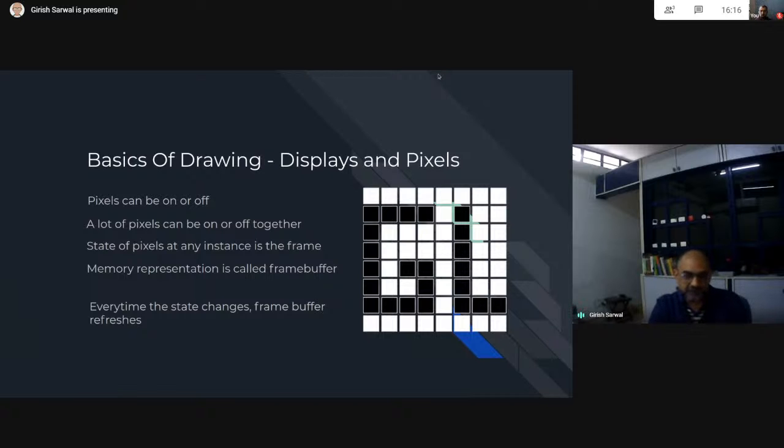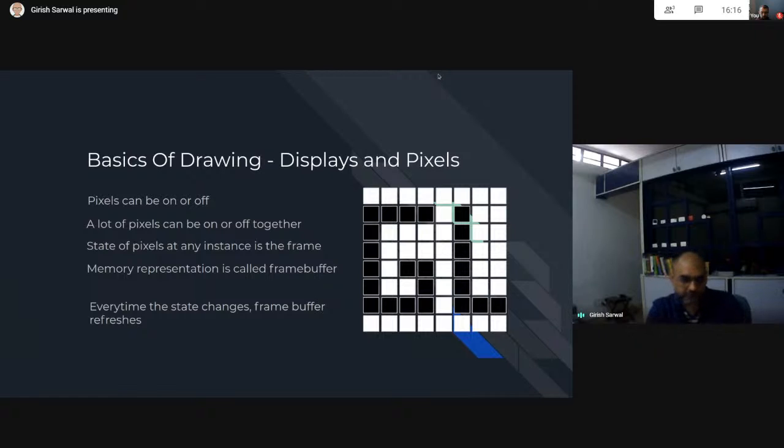Essentially, in this particular case, when a lot of pixels are on at a certain point in time, that is something that we typically call a frame. Or for example, at this point, whatever you see on the screen is a frame. Now, if any one of these pixels turned off, then that would be another frame. And let us say we had all the pixels turning off, that would still be another frame. So the state of these pixels at any instance is typically what we call a frame.